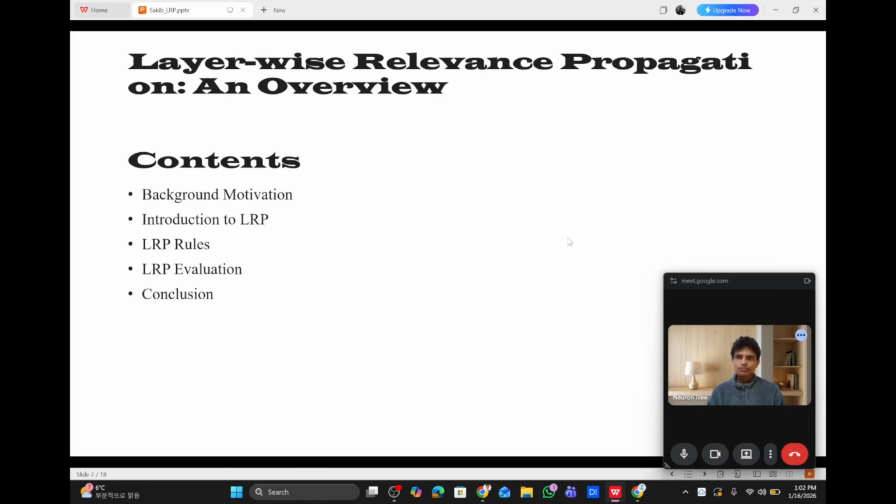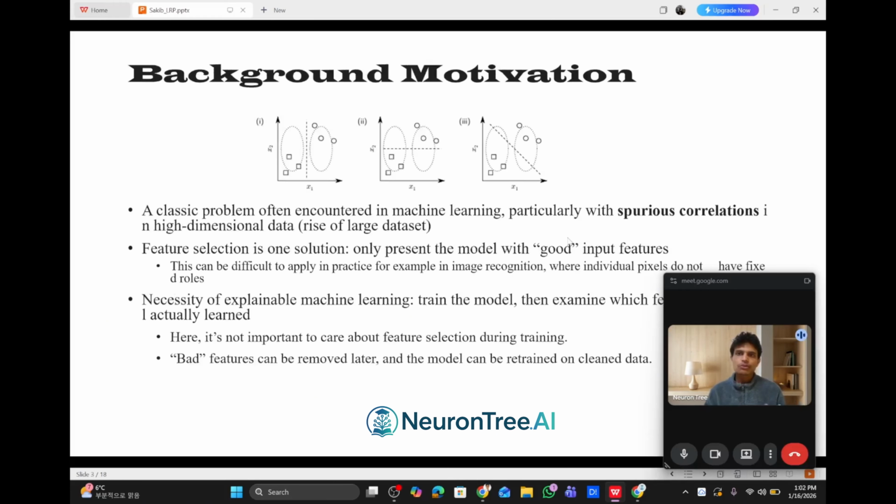So this is the contents of today's lecture: background motivation, introduction to LRP, LRP rules, LRP evaluation, and conclusion in the end. So let me talk about some background motivation first.